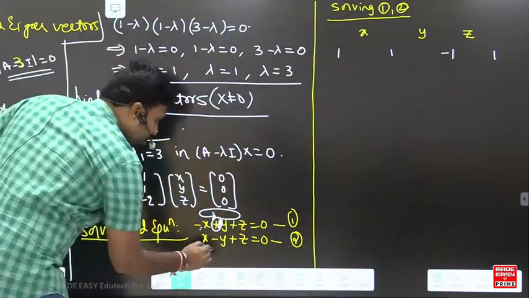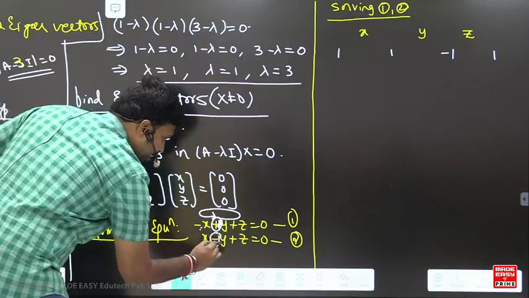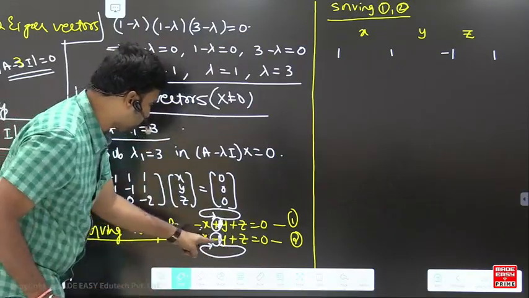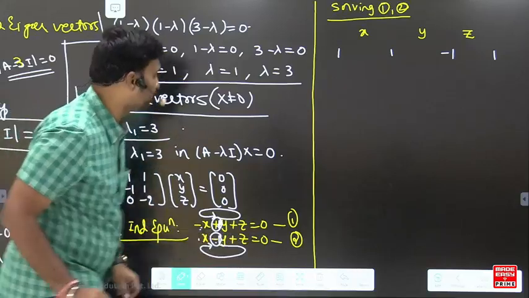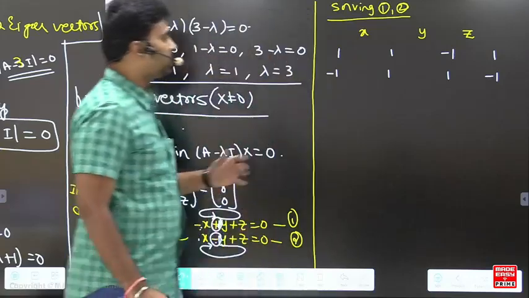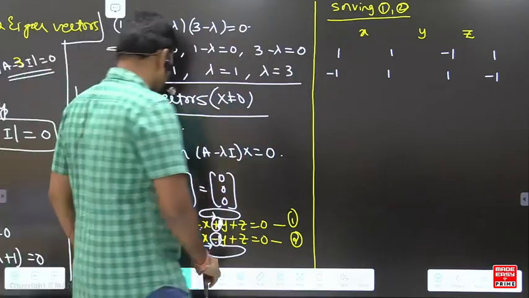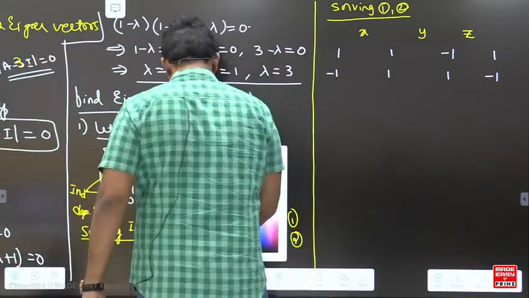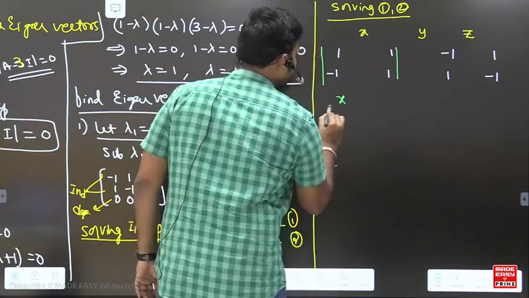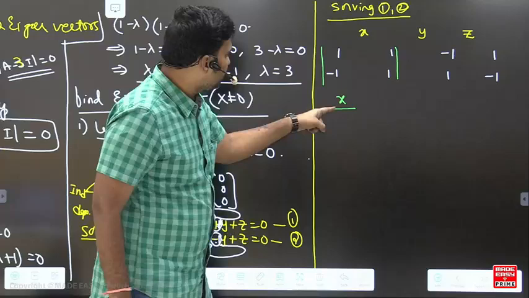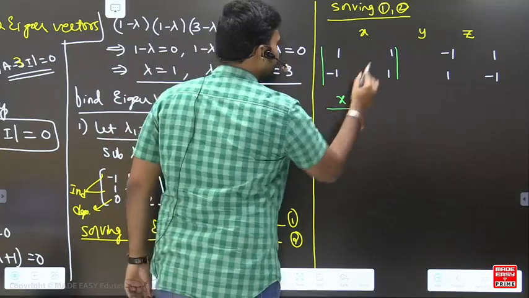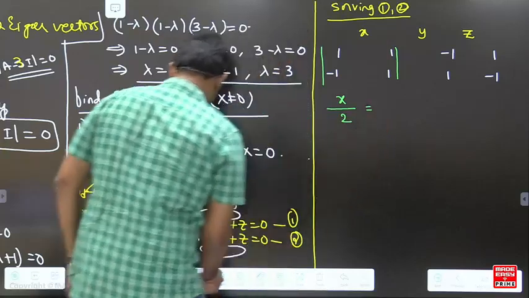Similarly, we have to do the same for the second equation. Start from the y coefficient and take the coefficients in this order: -1, 1, 1, -1. Right? So this is the order in which you take them. Now my dear students, how do you take x here? We take x divided by the determinant of the first two columns, that is 1 minus of -1, which is 2.